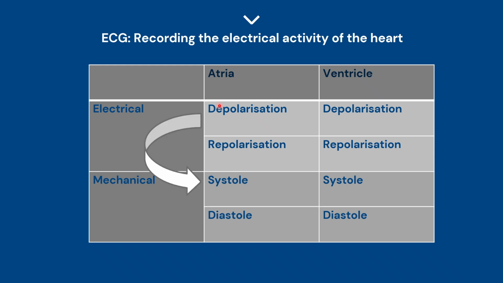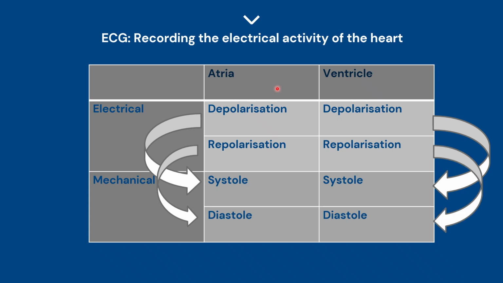But how is this arranged? Depolarization of the atria will precede atrial systole, and repolarization will precede atrial diastole. The same for the ventricles: depolarization will precede ventricular systole, and repolarization will precede ventricular diastole. And what happens when the atria are in a state of depolarization and stimulation? The ventricles are in a state of repolarization.